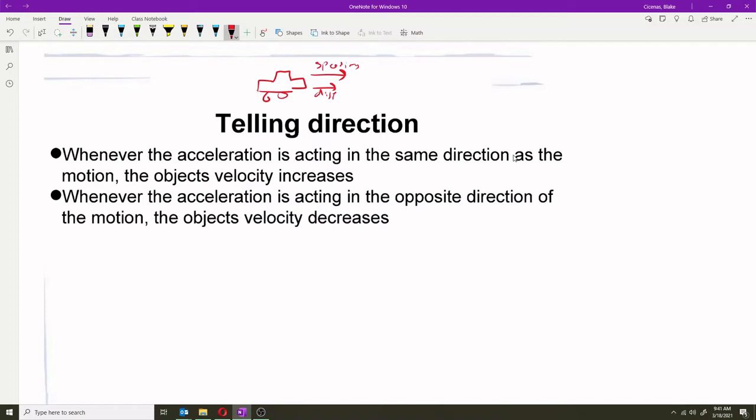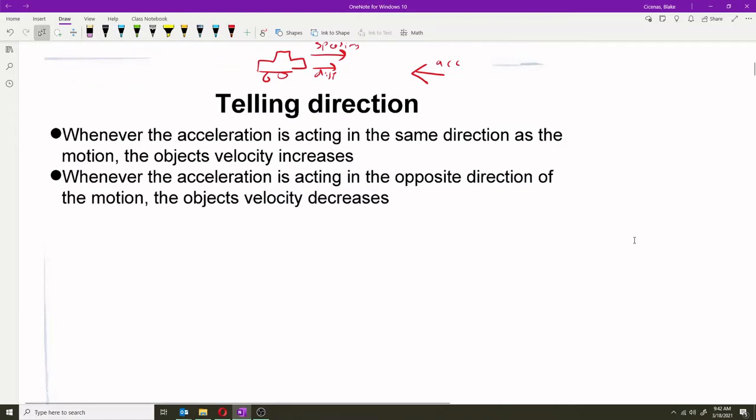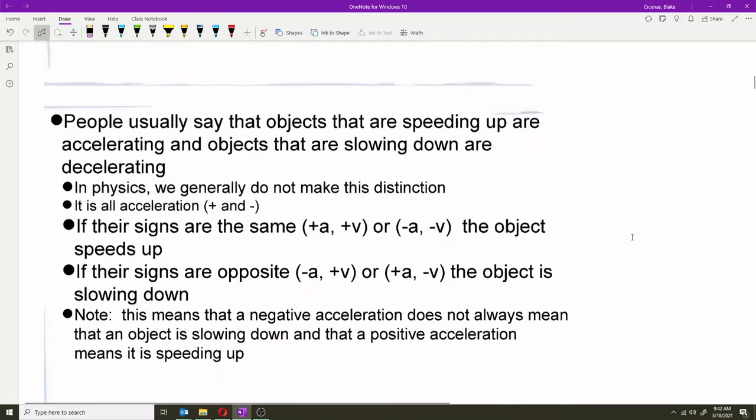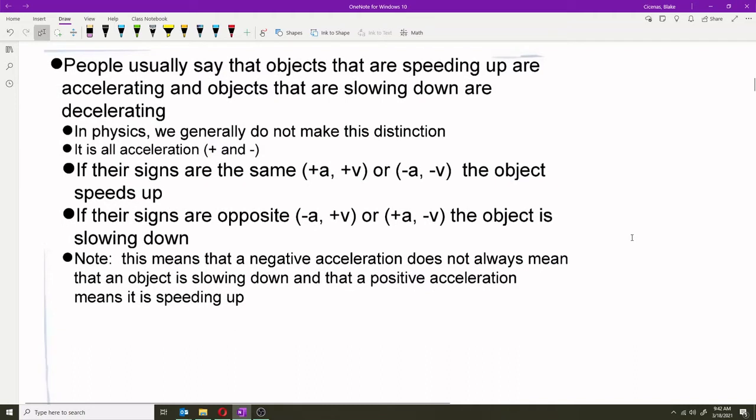And if the acceleration is acting in the opposite direction, so let's say it's braking, then your object's velocity will decrease. So the acceleration could be in two different ways. We do sometimes say the word deceleration, but it's better to say a negative acceleration. People usually say that objects are speeding up or accelerating, and slowing down we say decelerating. And yeah, we should probably say positive and negative acceleration.